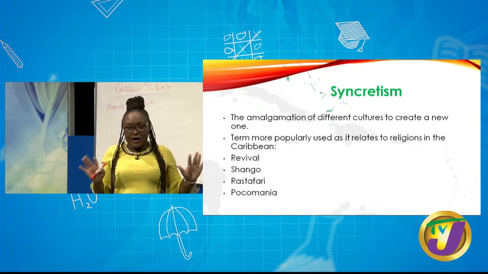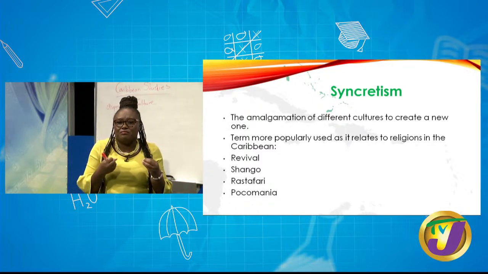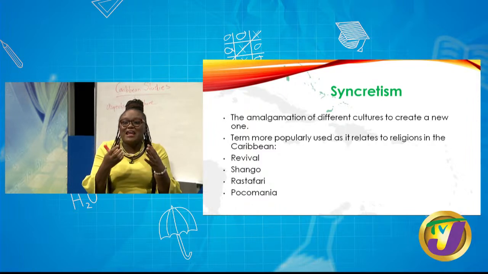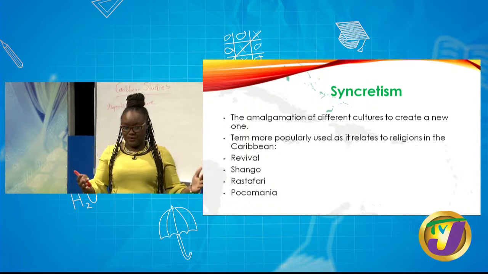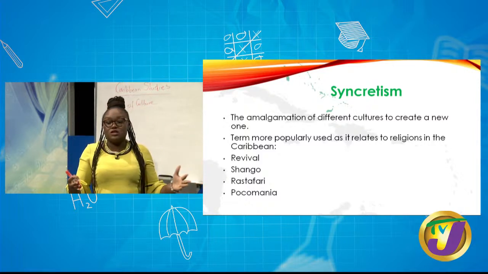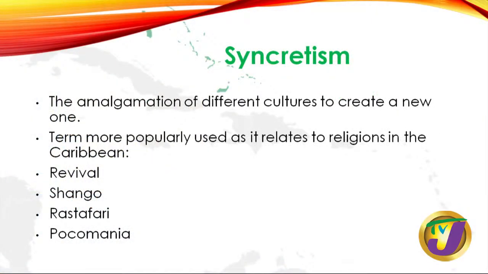Now, one thing that is common in African religion is the idea of spiritism. We call it spiritism, which really is the invocation of the ancestors into the worship, right? So revival, which is common in Jamaica, Shango in Trinidad, Pocomania in Jamaica, again, all of these religions are actually a mixture of the African, the spiritism, getting into spirit, and mixing that with the Christian. And then we have Rastafari, which is another syncretic religion.